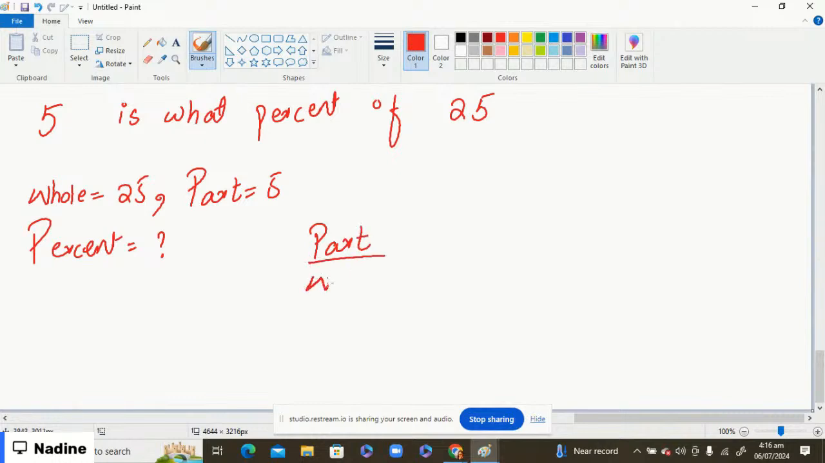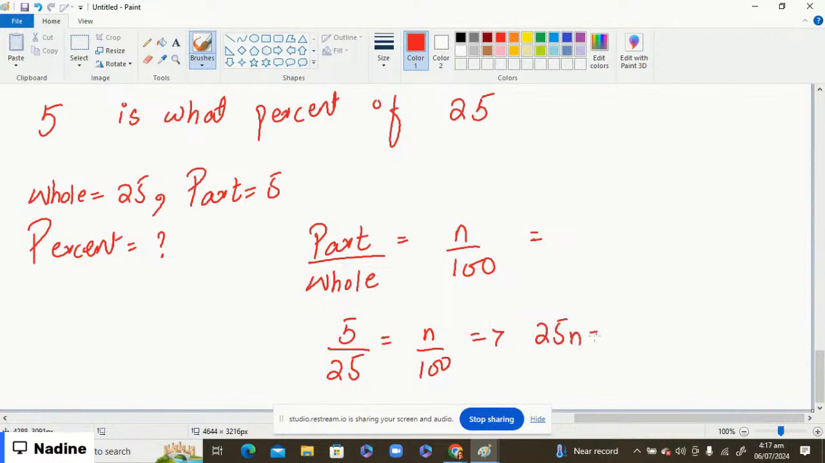Part over whole is equal to n over 100. Let's put in the values. What is your part? That is 5 over 25, which is equal to n over 100. Cross multiply, this becomes 25n is equal to 500.